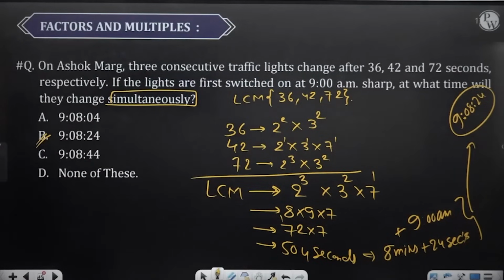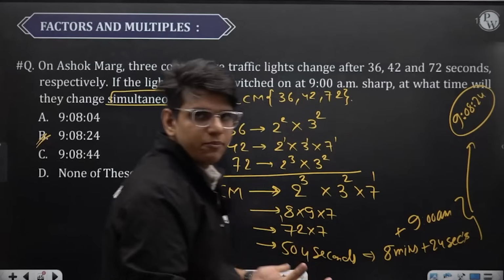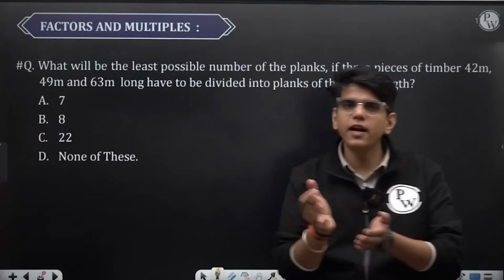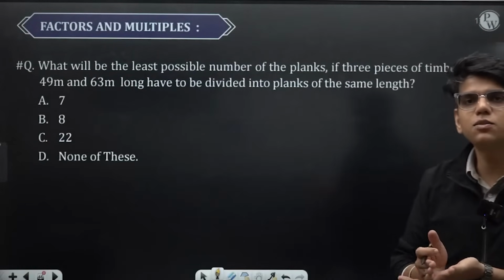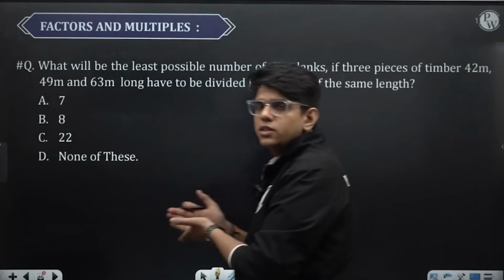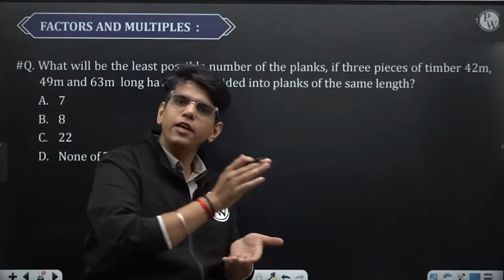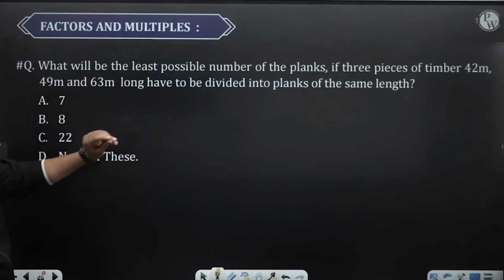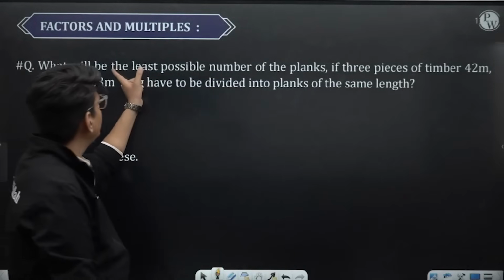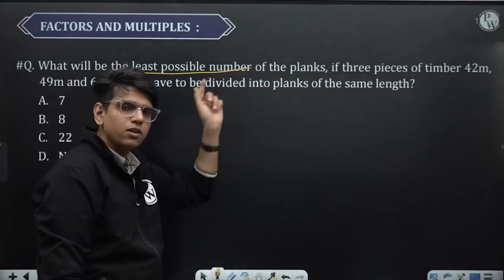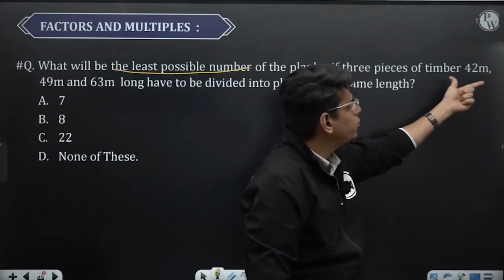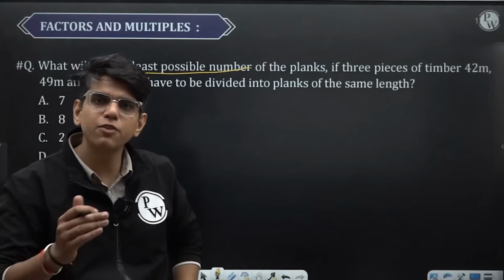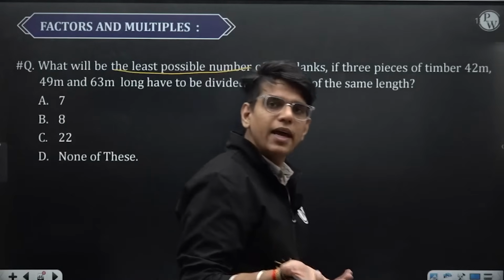Here we were talking about a common time. The next type of problem which you can face is this: when you have to divide something into smaller parts but equal parts, that will be the common factor of each of the 3 things. Here we have to find the HCF of these things. What will be the least possible? That means least possible for this long pole to be divided into smaller poles with the least number. That means we have to find the highest factor, matlab HCF.